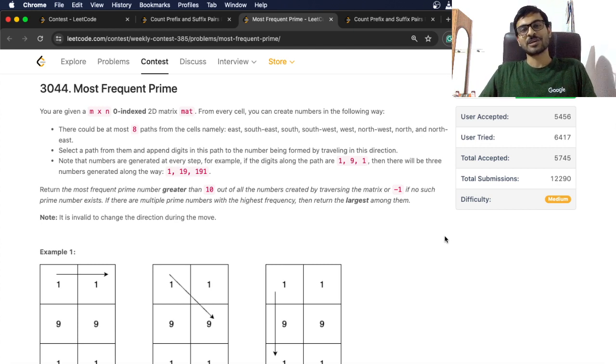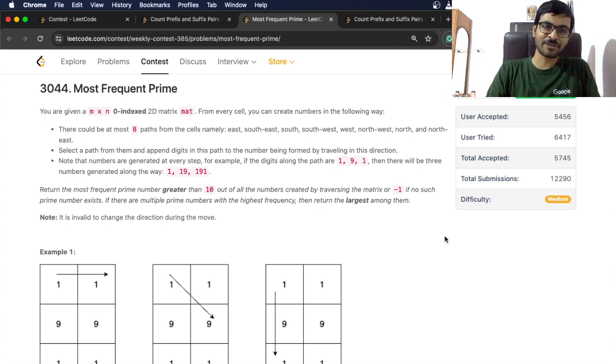So in this playlist we are basically discussing the problems that appeared in Leetcode weekly round 385, and this is the third problem of that contest, most frequent prime. So let us see how we can solve this problem.